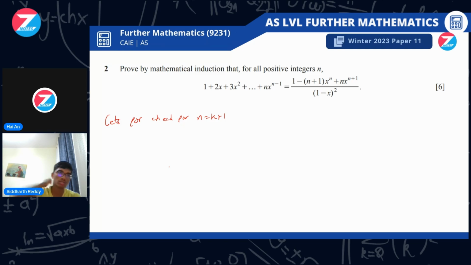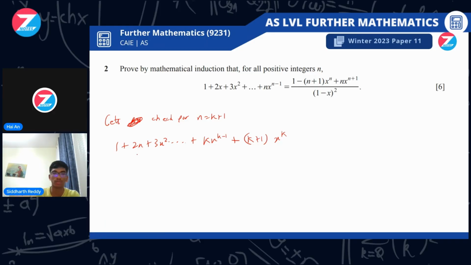So let's check for n equal to k plus 1. We've got on the left hand side 1 plus 2x plus 3x squared all the way up to plus kx to the power k minus 1 plus (k plus 1) times x to the power k. So k plus 1 minus 1 is just going to be k. So we've got on the right hand side.